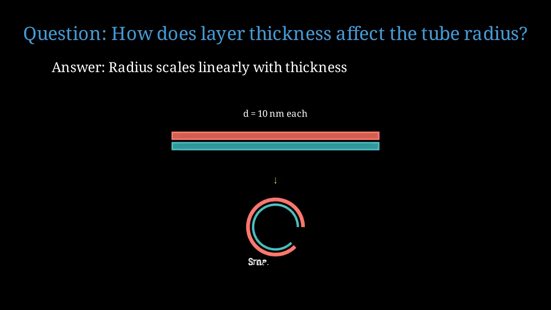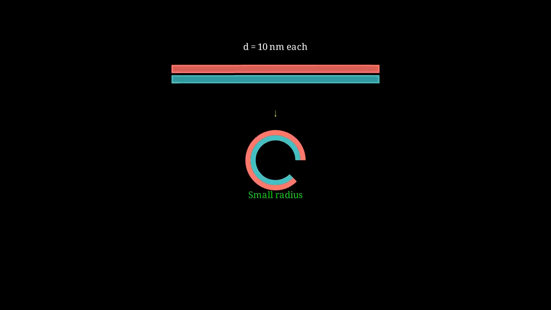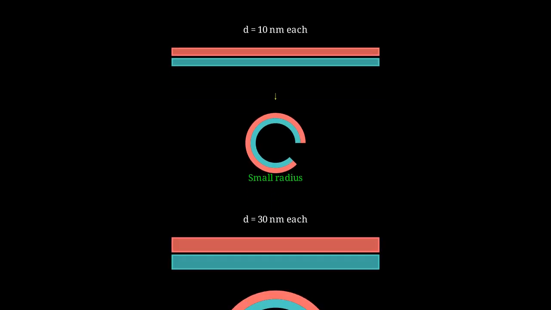For thin layers of 10 nanometers each, we get a small radius tube. The thinner the layers, the tighter the curvature, and the smaller the resulting nanotube diameter. For thicker layers of 30 nanometers each, we get a larger radius tube. This linear scaling gives experimentalists precise control over the final tube dimensions by adjusting growth parameters.